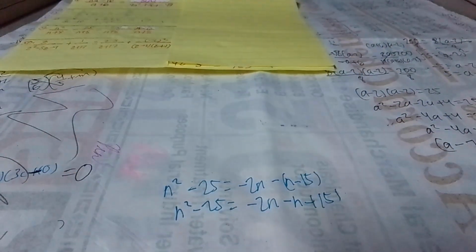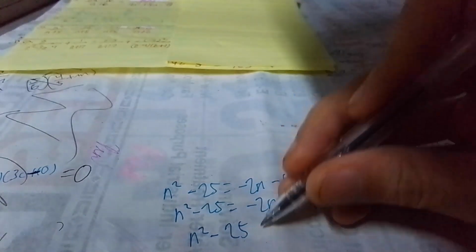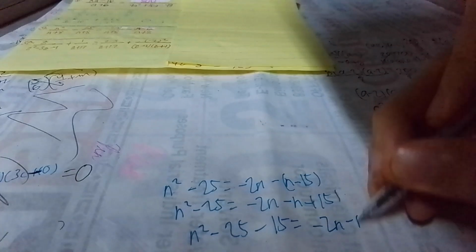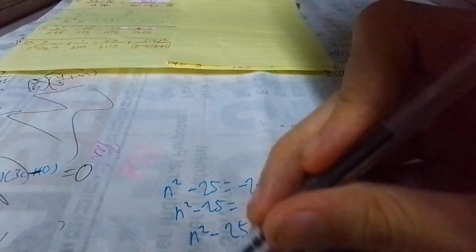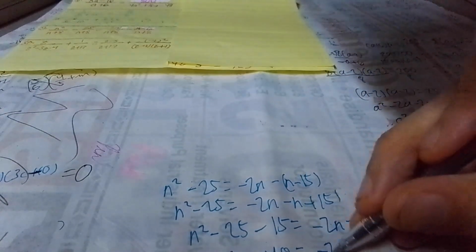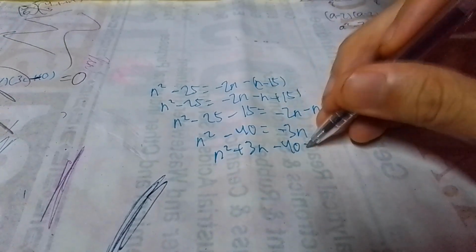Now let's combine like terms. First, we need to bring the 15 to the other side. And that becomes negative 40. So n squared minus 25 minus 15 is equivalent to negative 2n plus n. That's supposed to be negative 3n. So combining like terms, we're supposed to get negative 40 and that becomes negative 3n. Tama? Can you see what I'm doing? Negative 3n. Then we have to bring this to the other side. So n squared plus 3n minus 40 equals 0.